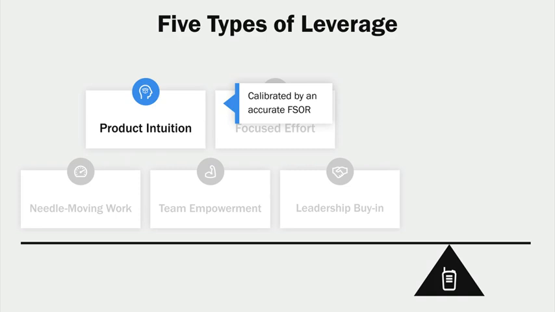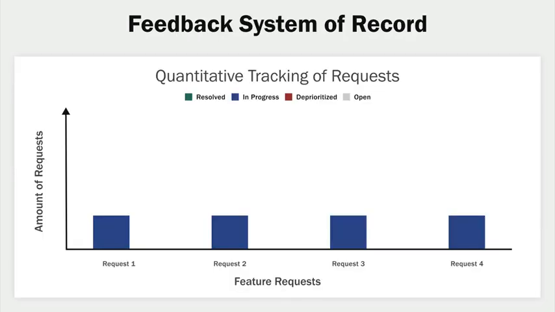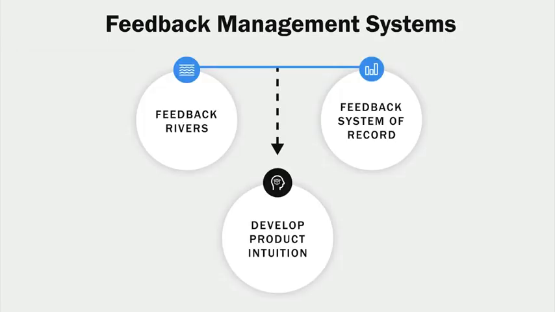Together, these behavior reinforcement mechanisms helped keep the FSOR accurate and useful, giving the PM team a key tool to calibrate their intuition. That concludes setting up your FSOR. You now have the knowledge to set up and run both key feedback management systems, enabling you to efficiently build your product intuition. In the next lesson, we'll cover the nuances involved in using these systems to develop your product intuition.